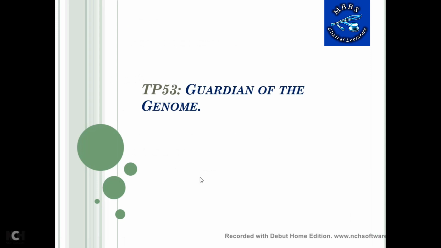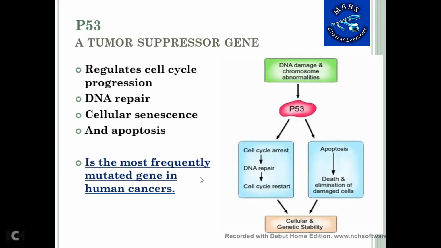Now, that was the governor of the genome. TP53 is the guardian of the genome, and this is another very important gene that is placed in our body to save us from many types of carcinogenic factors. There are multiple functions of this gene. It regulates cell cycle progression. It keeps checking the cell cycle for any defect. Whenever it finds a defect, it stops the cell cycle. It is a very powerful gene.